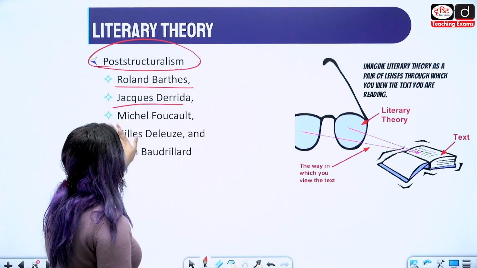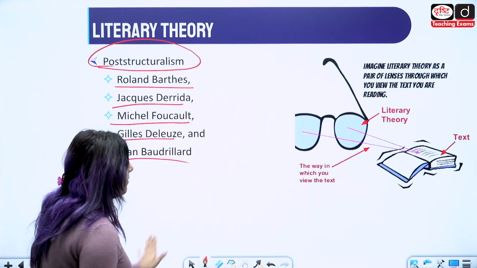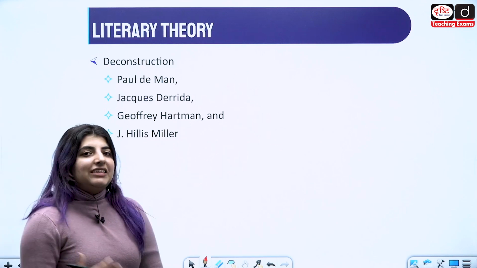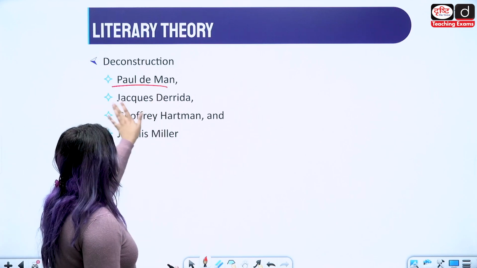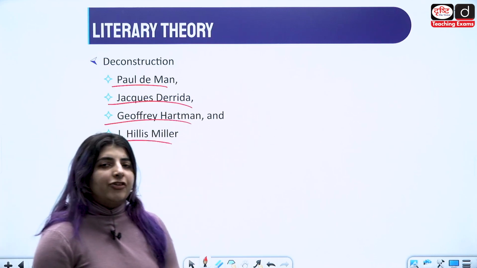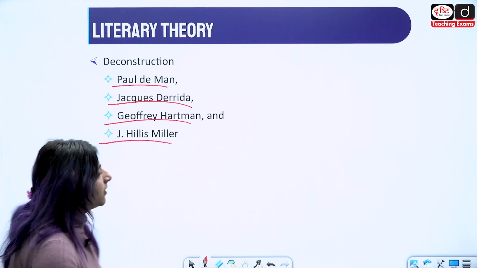Jacques Derrida, Michel Foucault, Gilles Deleuze and Baudrillard. These we are going to talk about, right? Then the theory of deconstructing a text with Paul de Man, Derrida, Hartman, J. Hillis Miller. What is deconstruction? Is it related to destruction of a text or something like that, right?